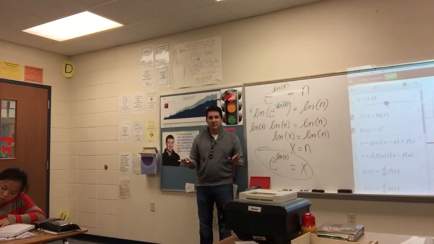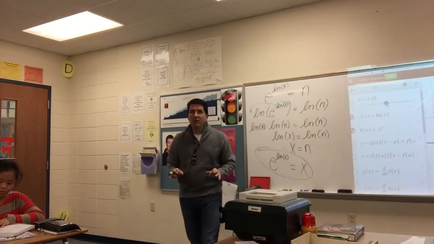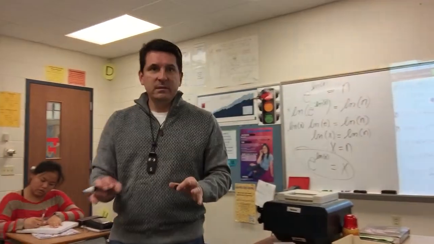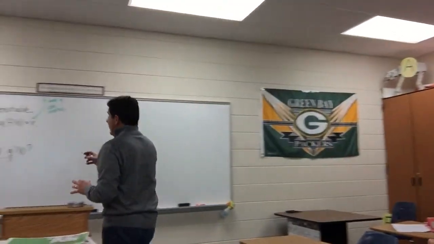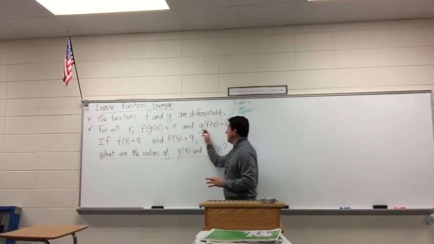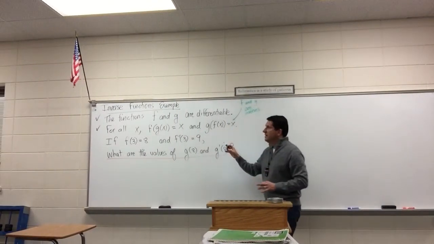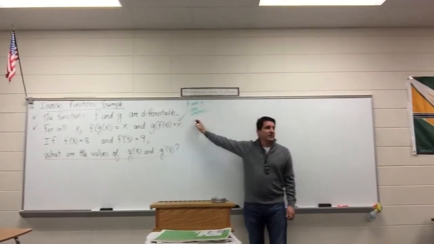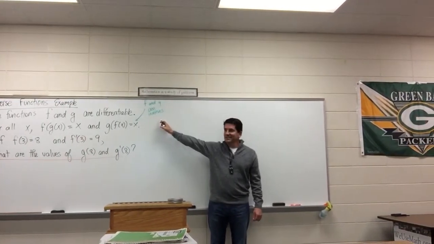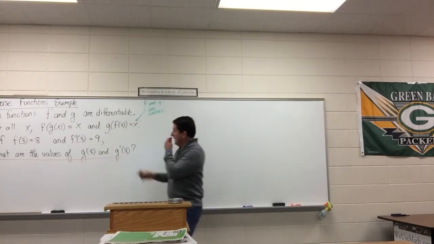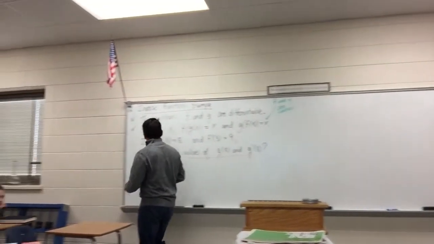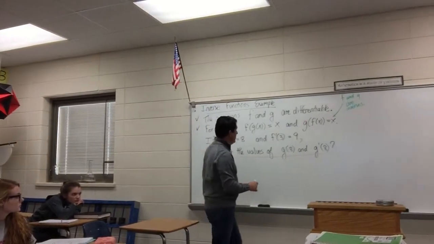Got it? Okay, now the whole point of what we just did was to prove to you that when you learn that f of g of x is equal to x, and g of f of x equals x, that means that f and g are inverses. Okay, we just proved it with two functions that we know are inverses. Okay, so 2 down, where do we go from here?